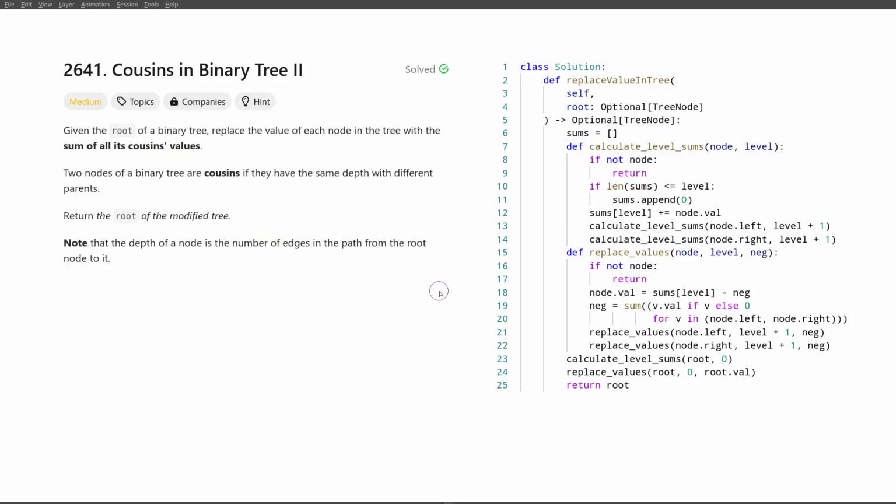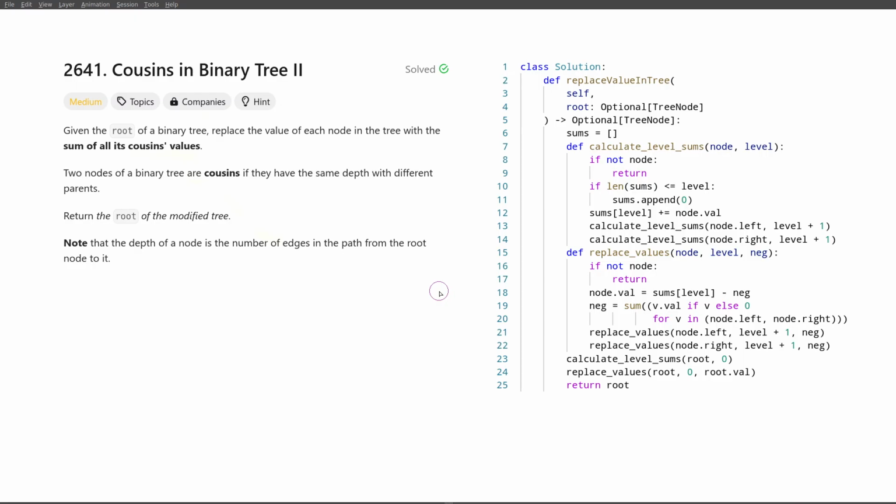Hello everyone, today we'll talk about the solution to the problem Cousins in Binary Tree 2. This problem defines cousins as nodes that have the same depth in the tree but different parents from a given node. And so the brute force solution to this problem will probably be O(n^2).